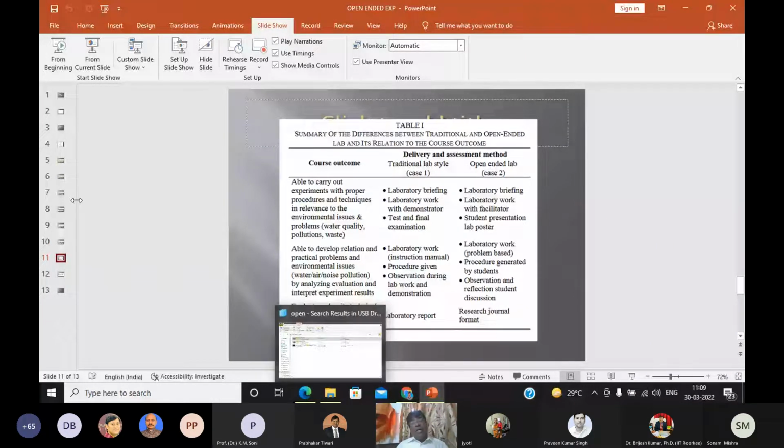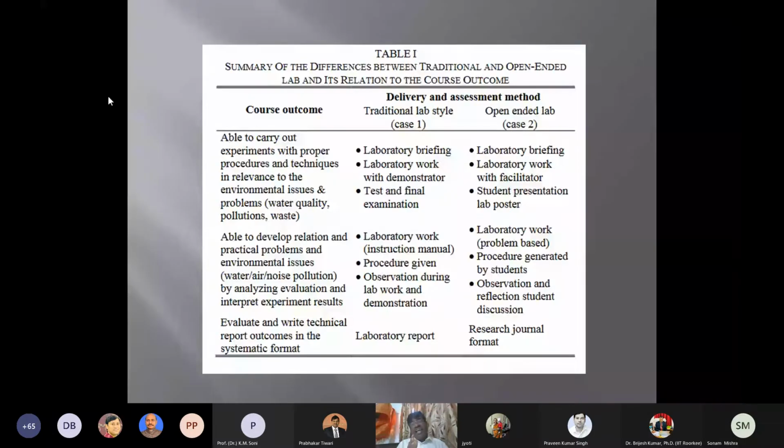Now you compare the traditional lab and then open-ended lab. Traditional lab will start with laboratory briefing, which we are doing, laboratory work with demonstrator. You will give the examination, test and final examination, finally end up with laboratory report. But if you give lot of open-ended experiments in the laboratories, it will start with laboratory briefing. You will work as a facilitator. Finally, your students' work will end up with research journal format. The laboratory report will not come. You will get a paper, journal paper out of your experiments. That is a real experiment. Then you yourself tell me which one is better.